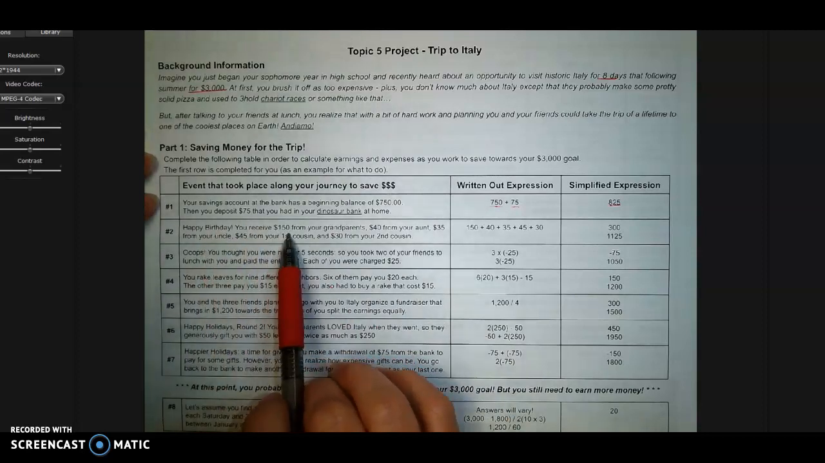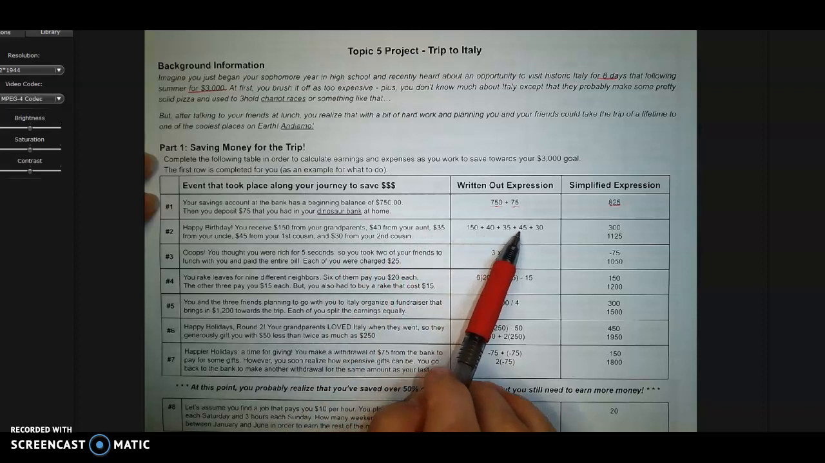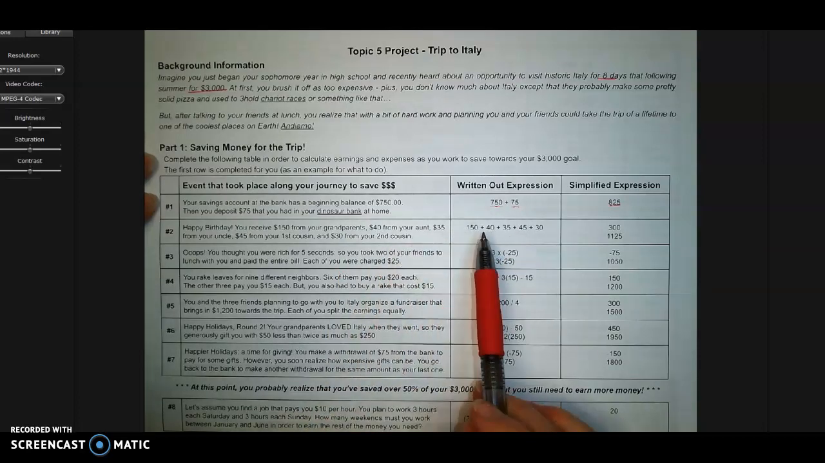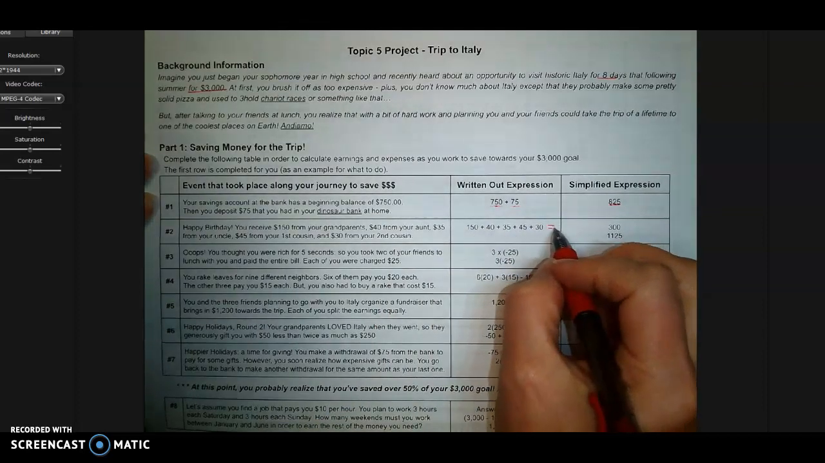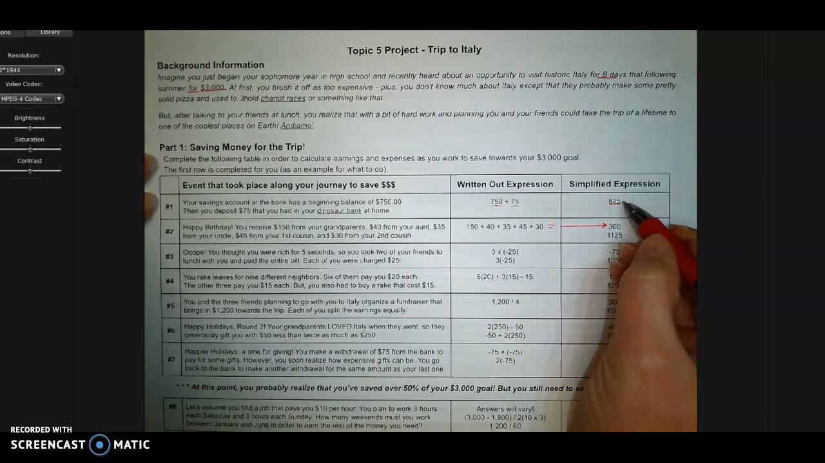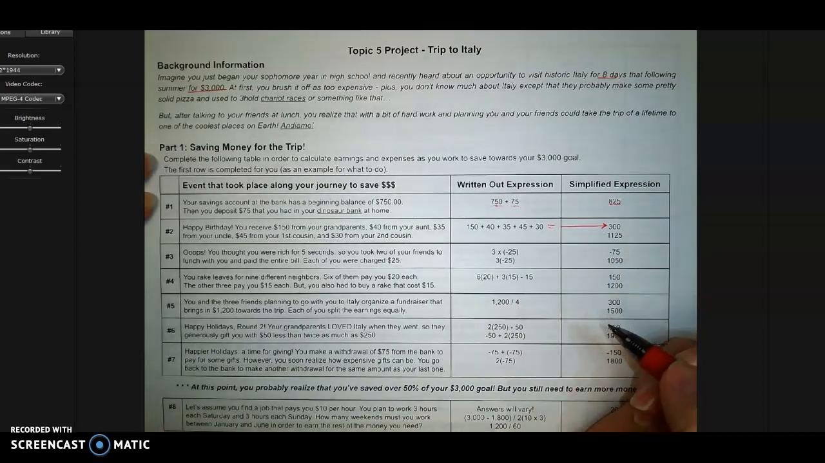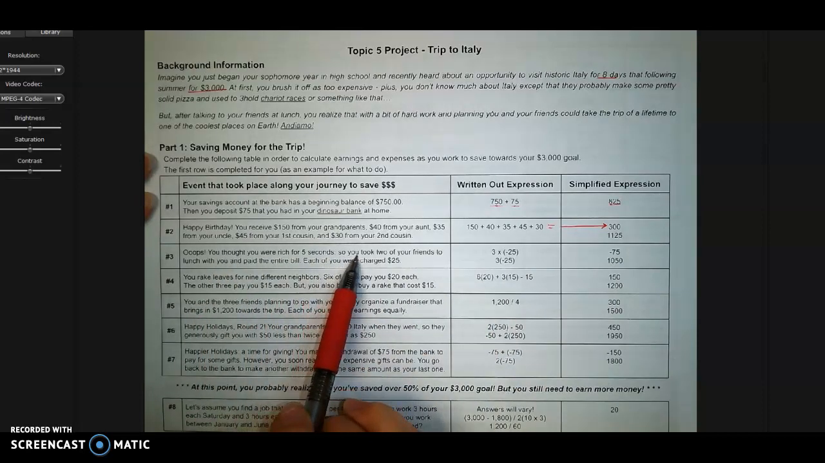Happy birthday, you receive $150 from your grandparents, $40 from your aunt, $35 from your uncle, $45 from your first cousin, and $30 from your second cousin. So these are all positive things that you're taking in. And when I add those up, I get the $300. When I add the $825 plus the $300, I'm now up to, I have saved $1,125.